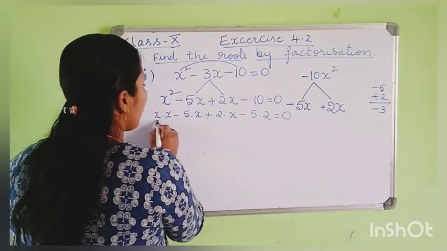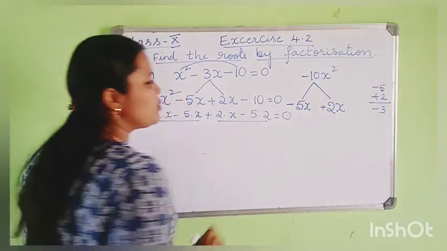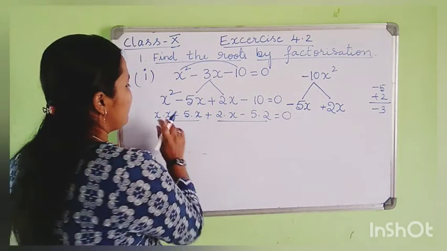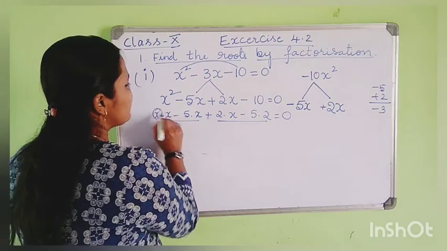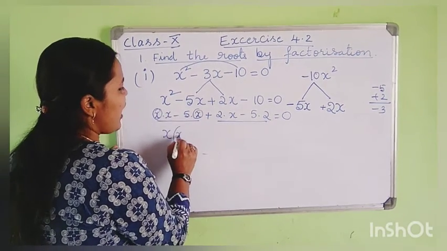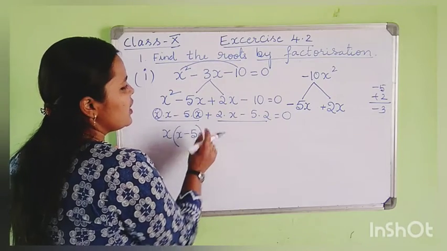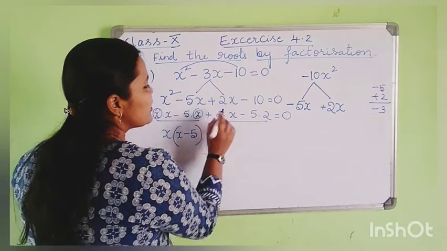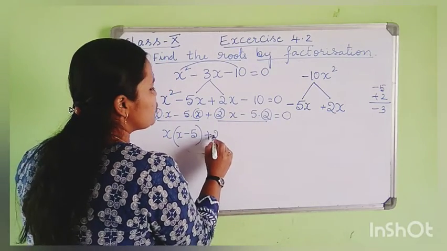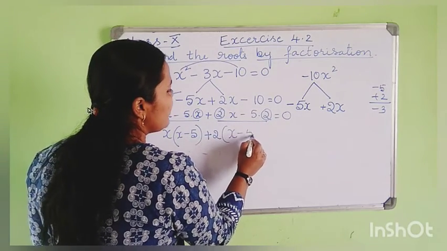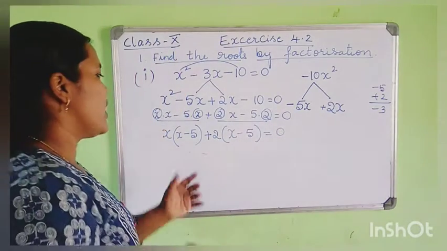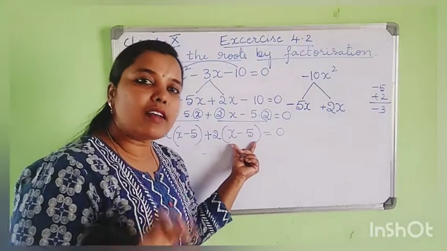Now group two factors, and take the common from these two. We have x common here, right? You can take out x common. What is remaining? x minus 5. Now here plus 2 is common from these two. You will get plus 2 common. What is remaining? x minus 5 is remaining. So always you should get these two factors common.